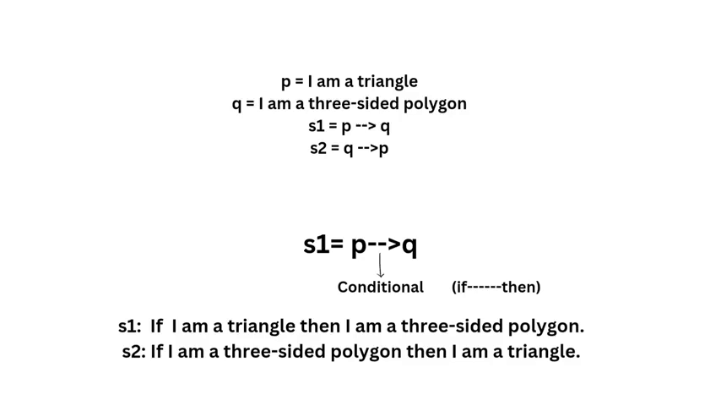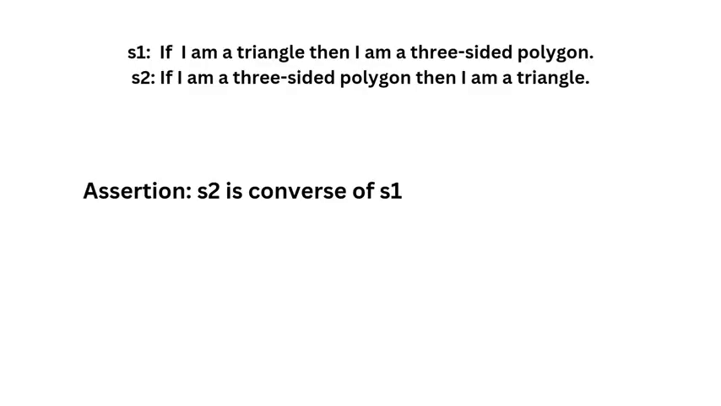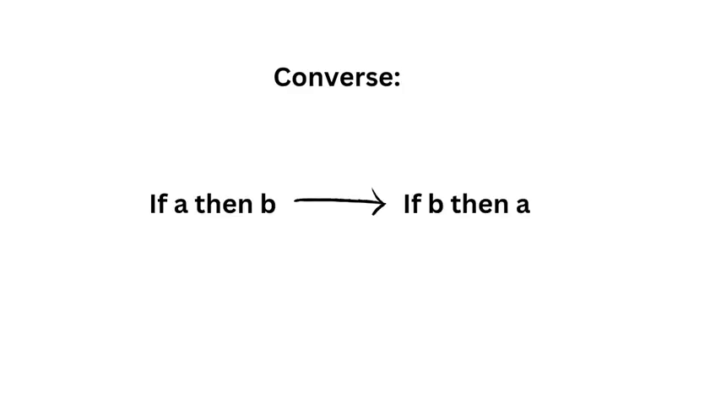Now once we have understood the four statements, that is P, Q, S1 and S2, let's move on to actually solving the question. The rule for solving an assertion reason question is that first we check the assertion, then the reason. So let's check the assertion over here. Assertion states that S2 is the converse of S1. What does converse mean? Let's understand with an example. Suppose we have been given a proposition if A then B, then the converse of that would be if B then A.